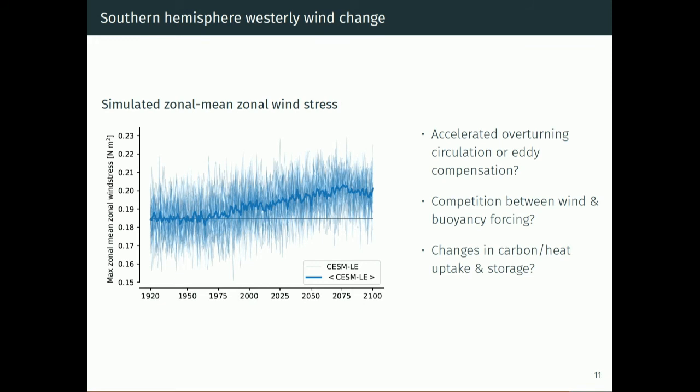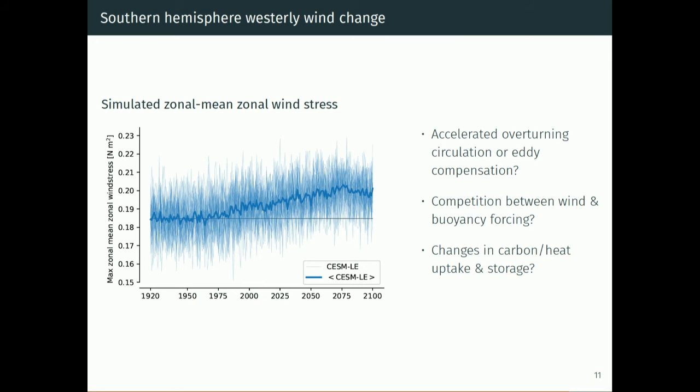This plot shows results from another system model, projections of the zonal mean, zonal maximum wind stress over the Southern Ocean. The westerly jet will accelerate over the coming decades. How will the ocean respond? Will the mesoscale eddies compensate for accelerations in Ekman flow?